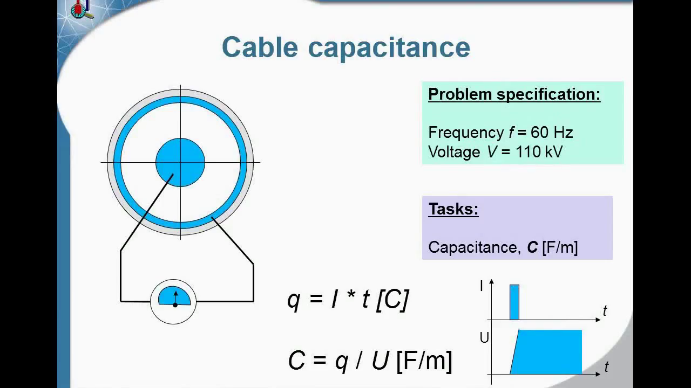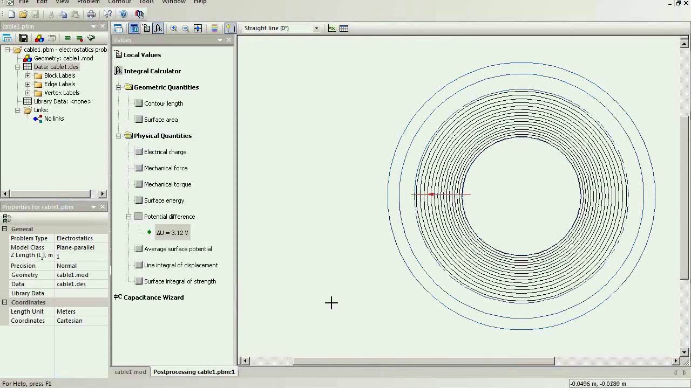Now, if I divide the charge by the potential difference, I will find the capacitance of the cable. And this capacitance is calculated per 1 meter of cable length.